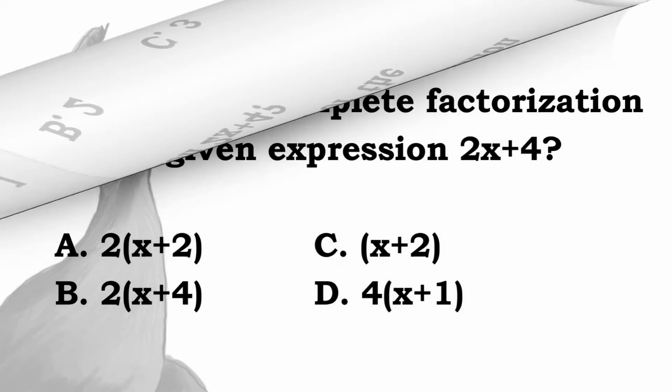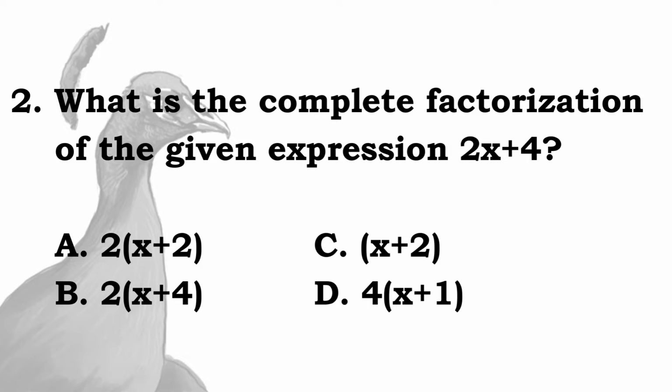Next question. What is the complete factorization of the given expression 2x plus 4? A. 2 times the quantity of x plus 2. B. 2 times the quantity of x plus 4. C. x plus 2. D. 4 times the quantity of x plus 1. And the complete factorization is letter A. 2 times the quantity of x plus 2.